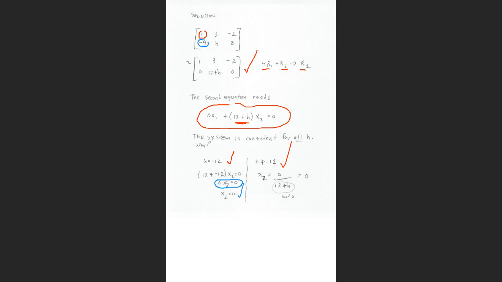No problem there. On the other hand, if H is not equal to -12, well, remember, x2 would equal 0 divided by 12 plus H, right? And so if H is not equal to -12, then 12 plus H is not 0. So you're taking 0 and dividing it by a non-zero number. That's going to get you 0. So no matter what H is, the system's consistent. Therefore, if it's a multiple choice problem, you would select system is consistent for all H.